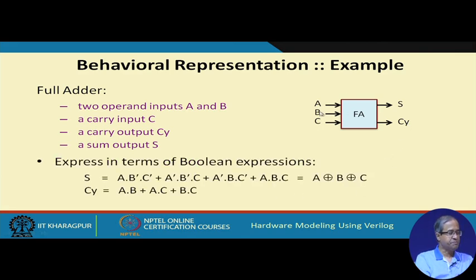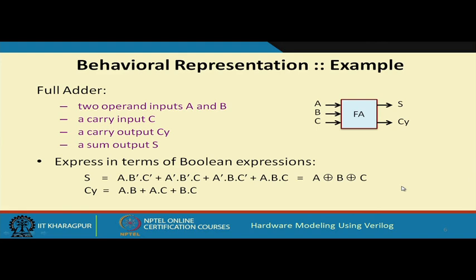The sum and carry expression in terms of A, B, C will be this: A B bar C bar, or A bar B bar C, or A bar B C bar, or A B C, which is nothing but A exclusive OR B exclusive OR C. So, it is the exclusive OR of the 3 inputs, that is sum, and carry is nothing but A B or A C or B C. This is one way of expressing the behavior of a full adder, because here you are not specifying what kind of gates to use, how many gates to be used and so on. We are just writing down the expressions and telling that this is your sum and this is your carry, this will be the behavior.